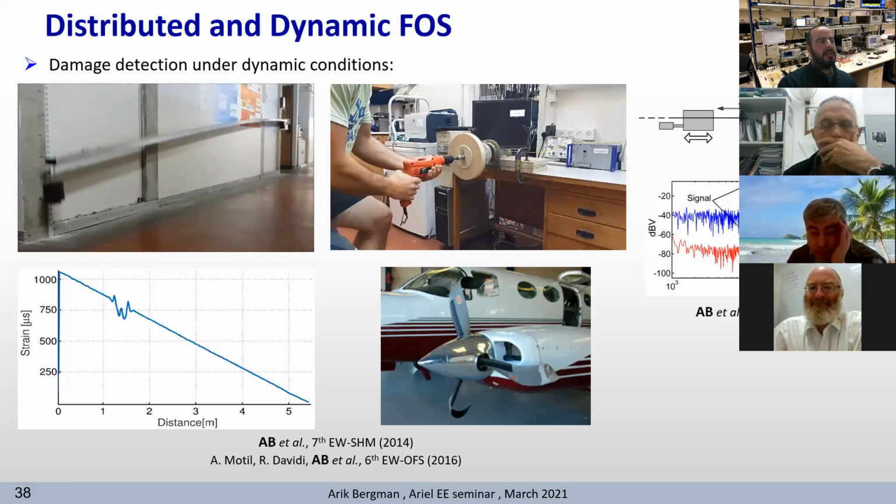And finally, this is the best result achieved to date, to the best of my knowledge. We used Brillouin dynamic grating, which is a form of Brillouin enhanced four-wave mixing that we saw before. And we also employed digital pulse compression techniques to measure 10 kHz vibrations with 2 centimeter spatial resolution and noise levels of nanostrains per square root hertz.